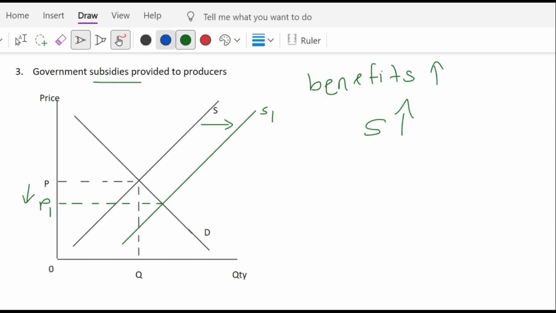And there is also an extension in demand because of the falling price. Also, there will be an increase in quantity traded. It will increase from Q to Q1. So what happened here was, when the government provided subsidies, supply increased, equilibrium price fell, and the equilibrium quantity traded increased.